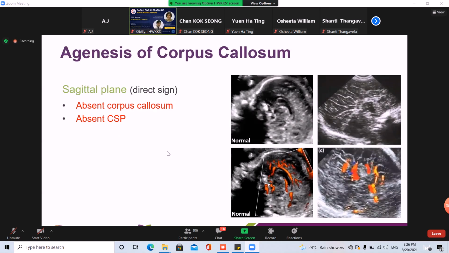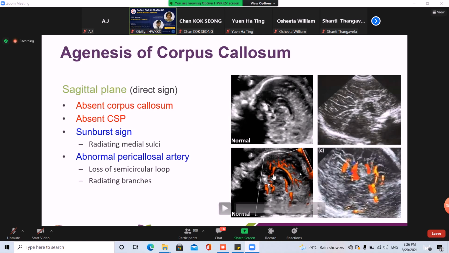But without taking a sagittal plane, you will not be able to arrive at a definite diagnosis, because in the sagittal plane, you will be able to examine the corpus callosum in its entirety. In cases of agenesis of corpus callosum, you really can't see the CSP, and you can't see the corpus callosum. And when you examine the sulci, you will be able to see sun rays. So this is called the sunburst sign, because the medial sulci are radiating from here.